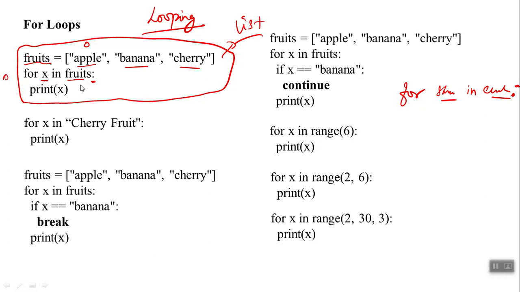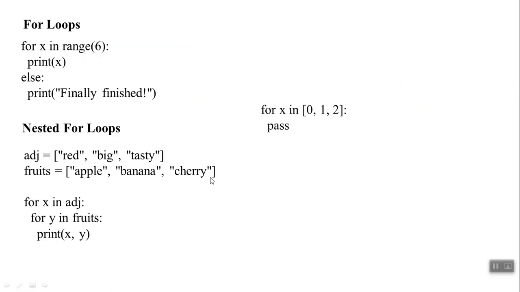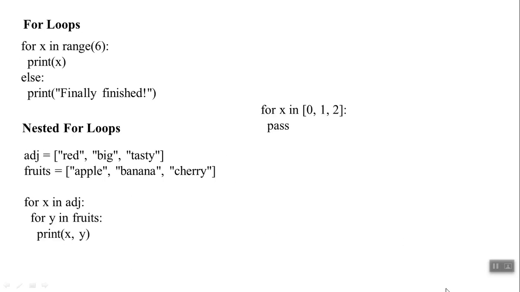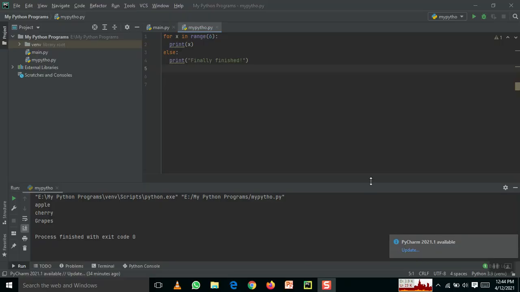Okay, next, in the for loop, the next condition is for loop with else. In your C program you have seen the else part only in the if statement, whereas in Python programming, the else part can be included in the for loop also. See here, for x in range 6, printed, else finally finished. So after completing this, it will go to the else part. Condition is not satisfied, it will go to the else part.